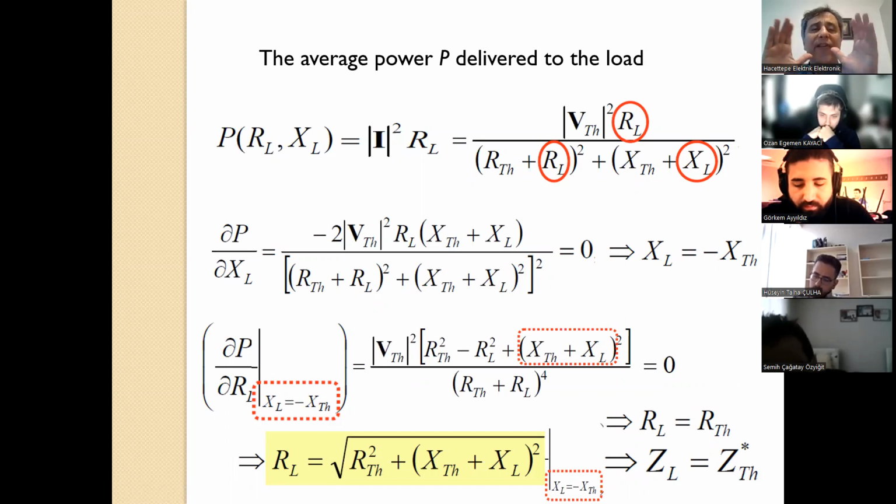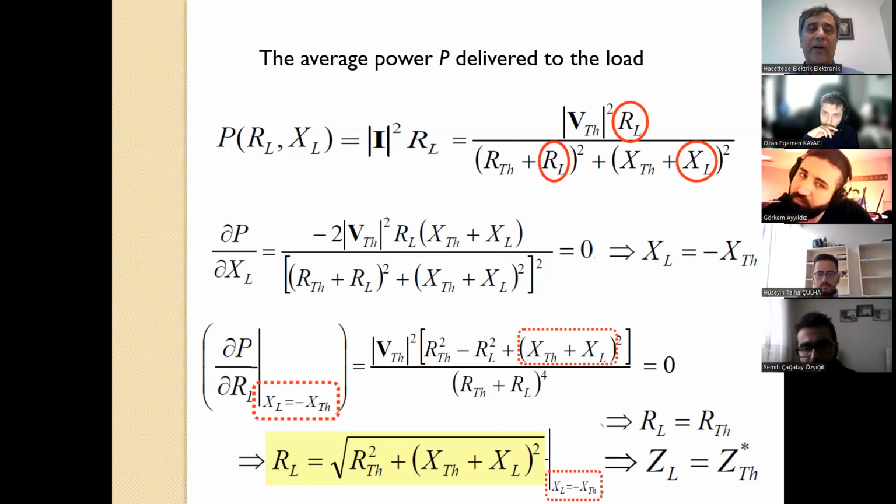So, if you don't have any limits, if you have the free choice for your impedance, you have to choose your impedance as the complex conjugate of the Thevenin impedance. Then you can be guaranteed that you are going to get the maximum power transfer from the circuit or from the source.